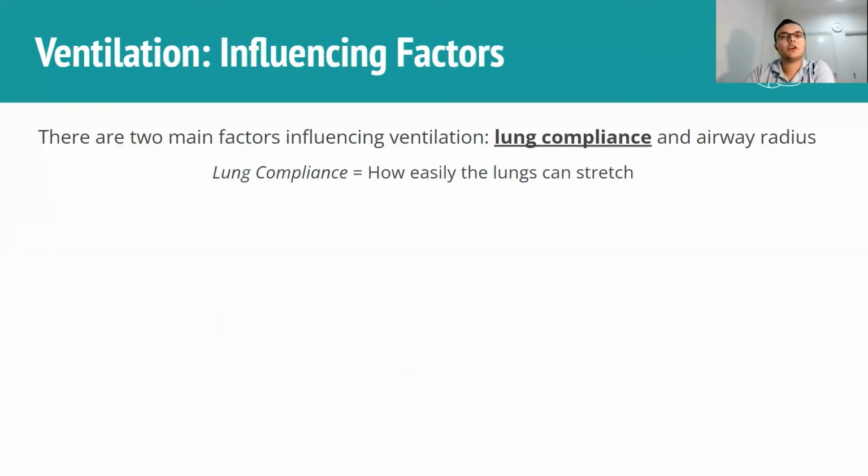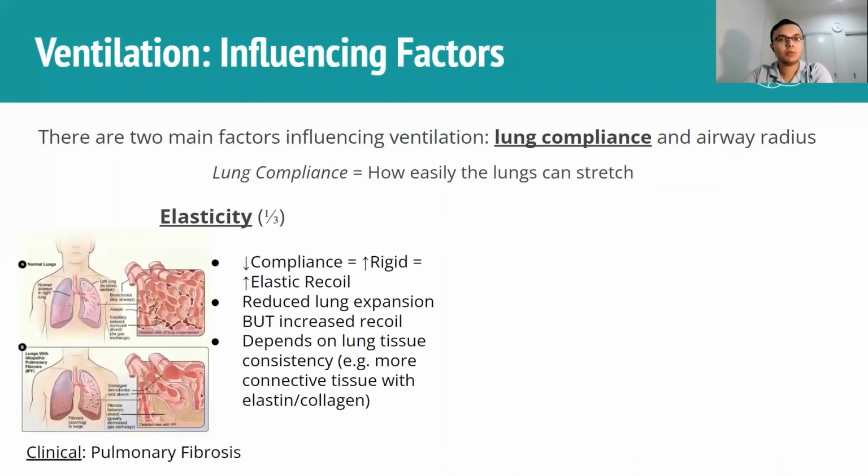To the topic of factors that actually influence ventilation. So how effectively we can breathe in or out. There are two main factors, lung compliance and airway radius. We're going to have a look at lung compliance first. So lung compliance refers to how easily the lungs can stretch, and that has a subcategory, which is elasticity, and that makes up 1/3 of lung compliance roughly.